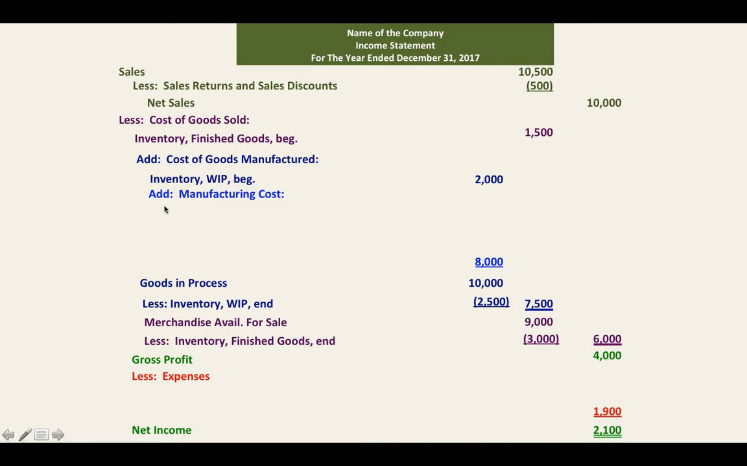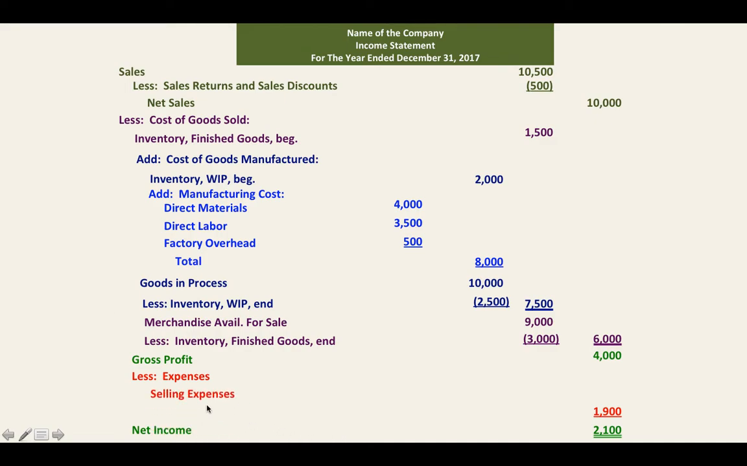Okay, and now to compute manufacturing costs, we just have to add direct materials, direct labor, and factory overhead, and that will give you your total manufacturing cost. Okay, so basically these are the elements of the income statement of a manufacturing business.